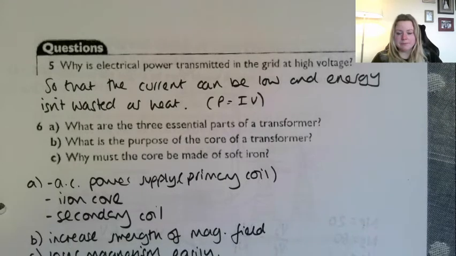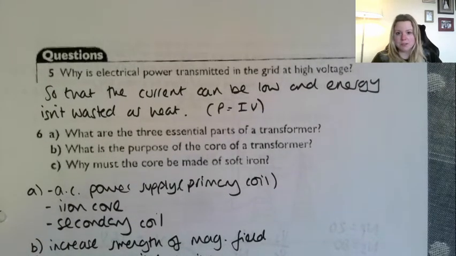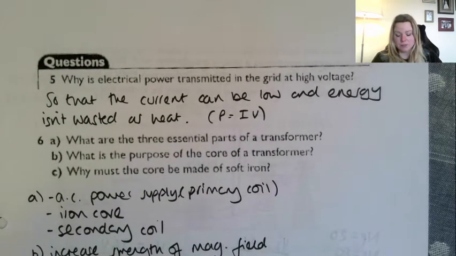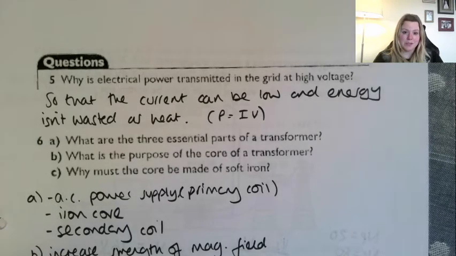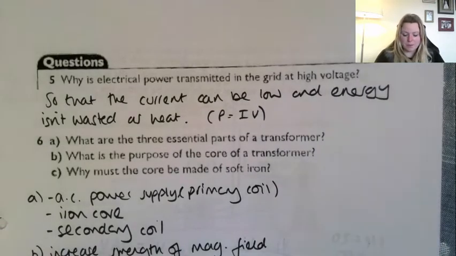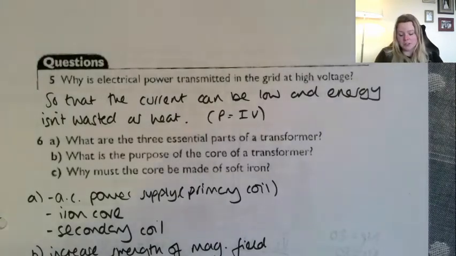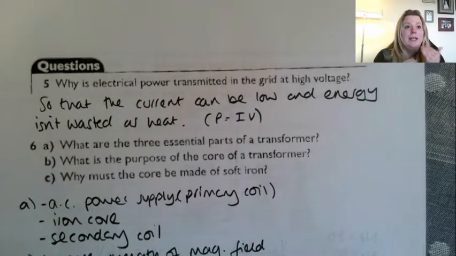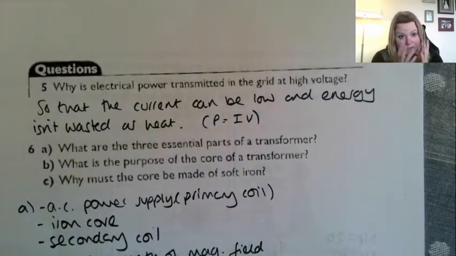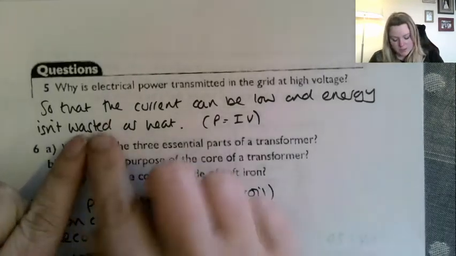So number 5, why is electrical power transmitted in the grid at high voltage? It's so that energy isn't wasted as heat. So if it was a high current, low voltage, then the wires would heat up a lot, and a lot of that electrical energy would be wasted in the form of heat. So that's what I've tried to say there.